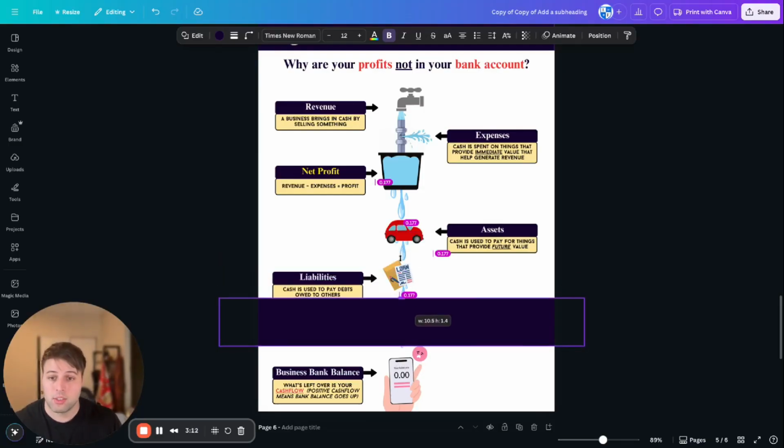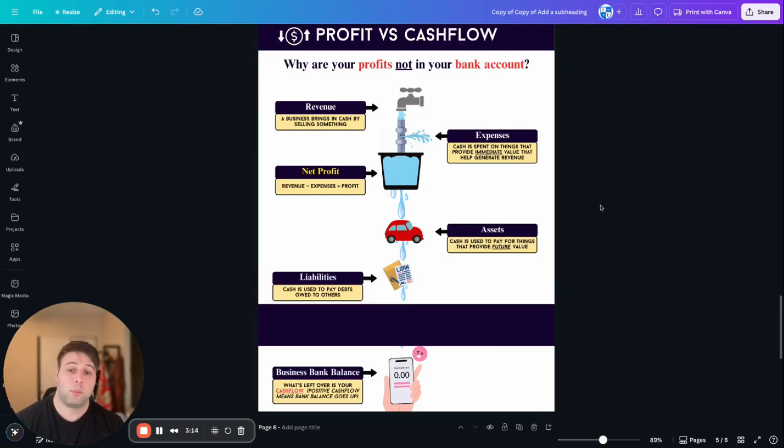The second reason is liabilities. So in your business, cash is used to pay for debts owed to others. So easiest example is a bank loan, like an SBA loan. Maybe you get a loan for your business and you have to pay $2,000 every single month. That $2,000 reduces your bank account, but it doesn't show up as an expense. It's reducing your bank account and reducing a liability on the balance sheet.